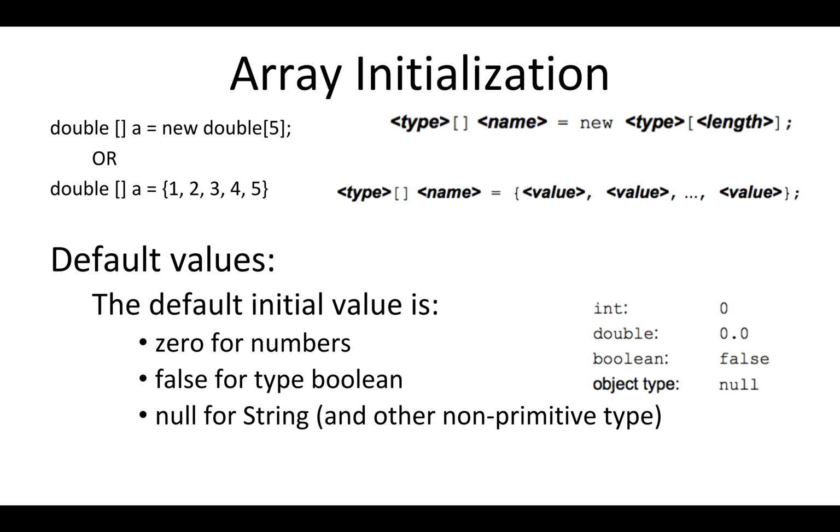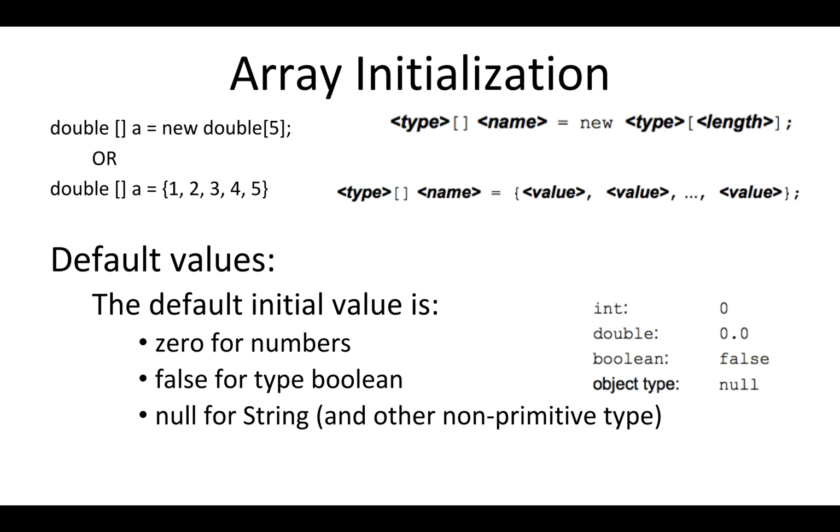So in this case, it's allocating some space for an array made up of type doubles, and we're indicating that this array will have 5 elements in it. Hence, on the right side, we have new, the type again, and the length. As in the example, it's 5. So that's the first way to initialize an array.